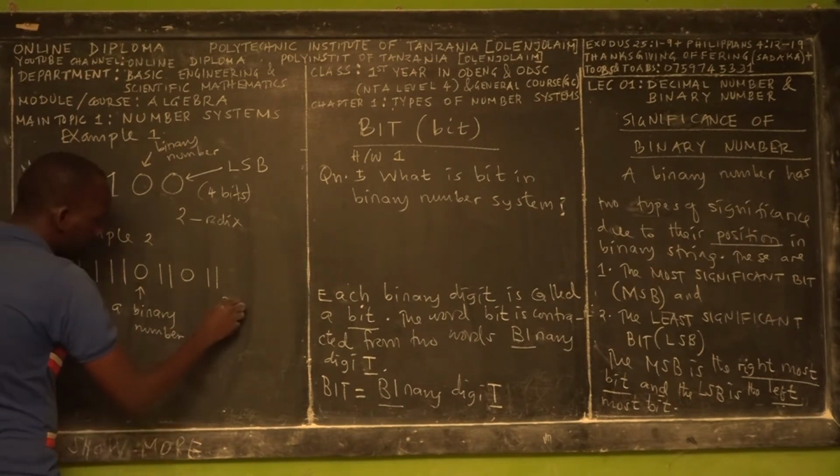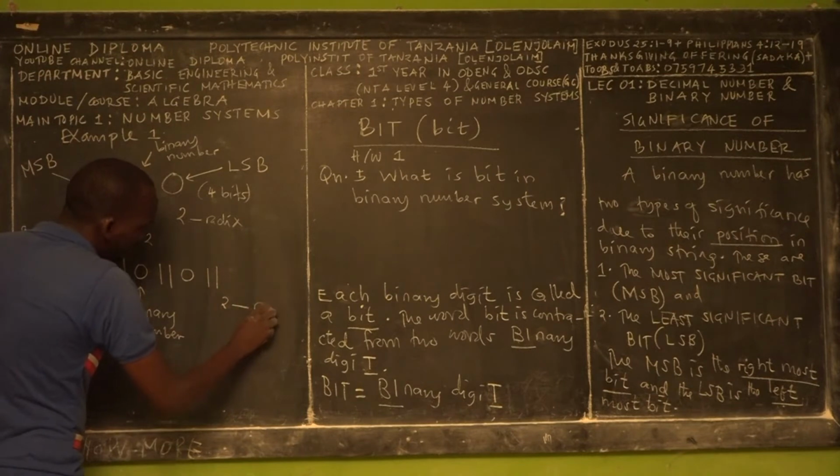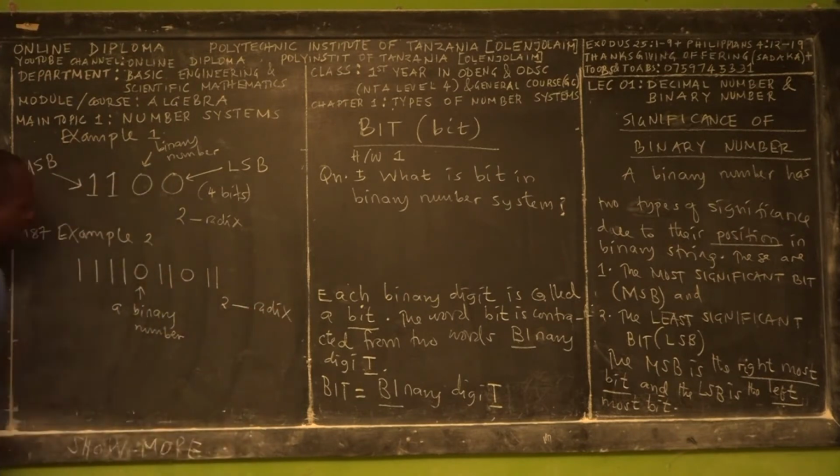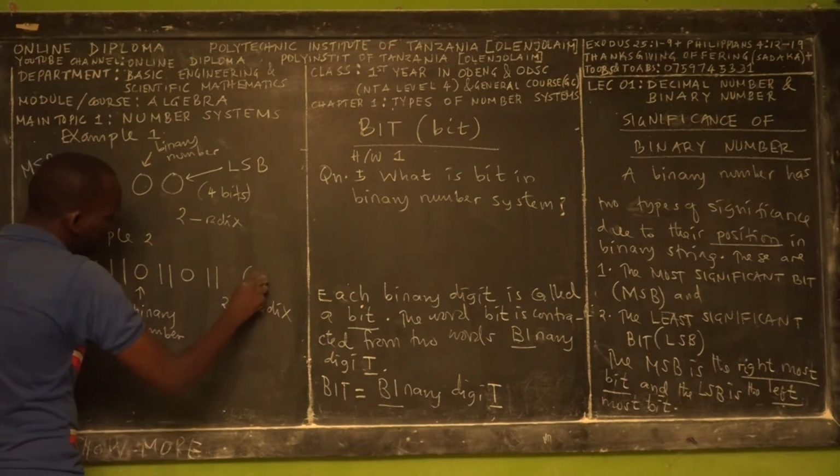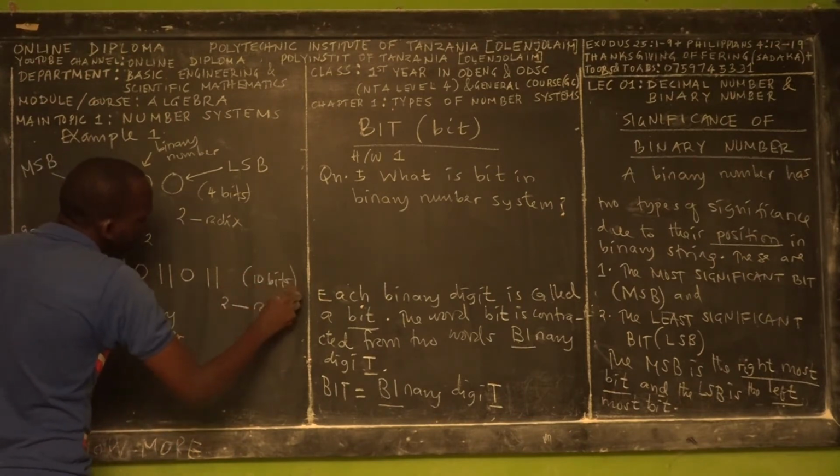And then what is this? This we call the brackets of a binary number. Where the rightmost bit... what are the names of these 1s and 0s? We call them bits, right? First bit, second bit, third bit, fourth bit, fifth bit, sixth bit, seventh bit, eighth bit, ninth bit, 10th bit. So this is 10 bits of information.